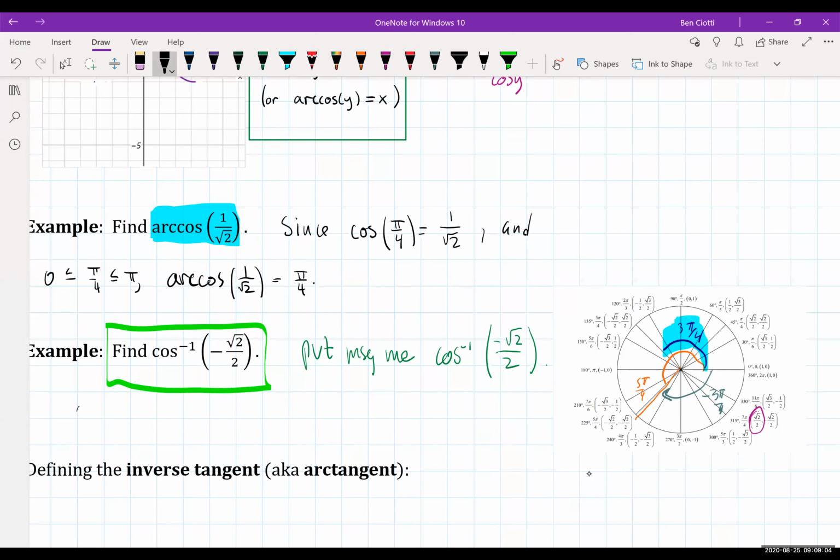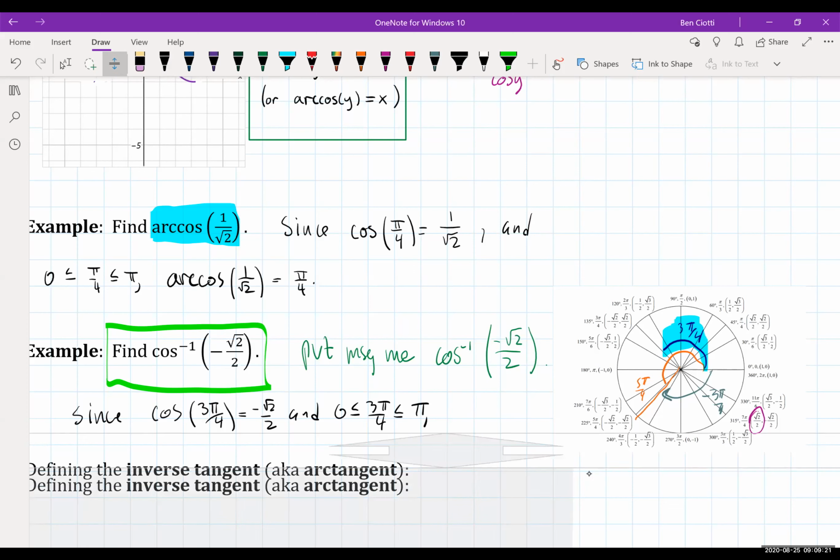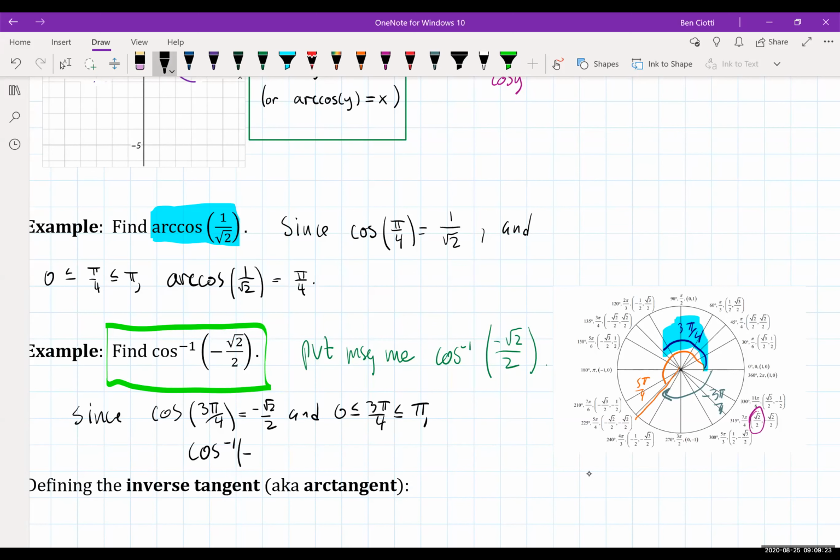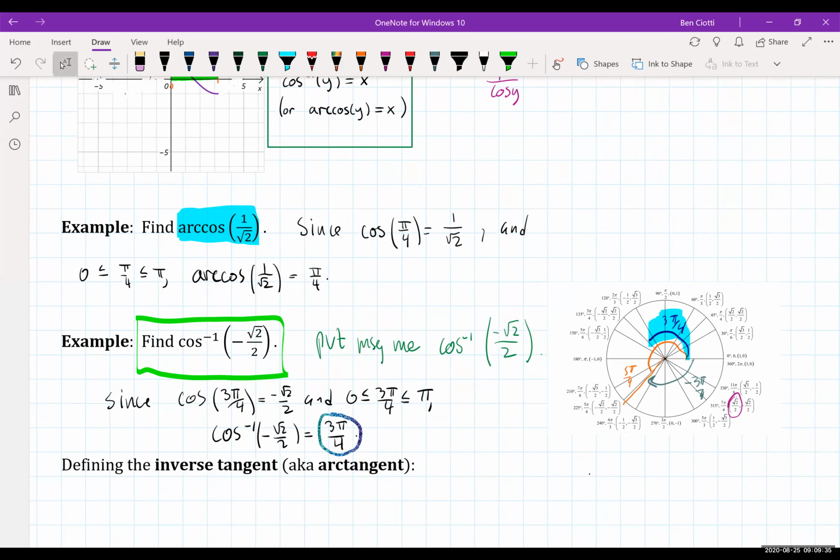So since cosine of 3 pi over 4 is equal to negative root 2 over 2, and 3 pi over 4 is inside 0 to pi, cosine inverse of negative root 2 over 2 is 3 pi over 4. Okay, any questions?